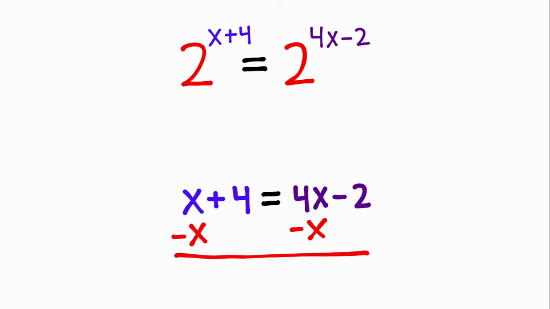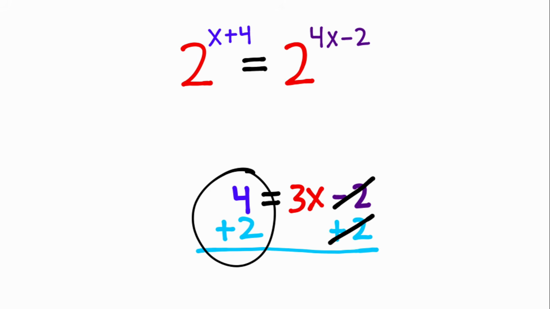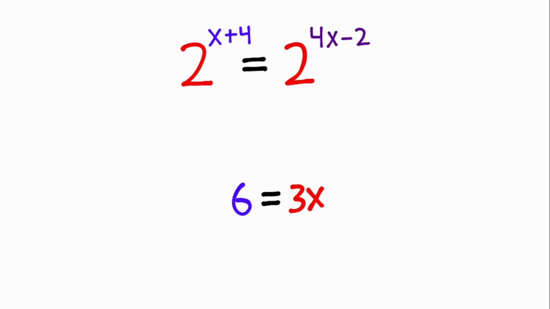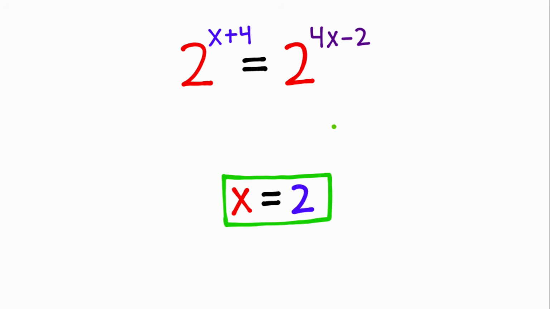So I'll subtract x on both sides, and 4x minus x is the same thing as 3x. I'll add a positive 2 on both sides to cancel the negative 2, and 4 plus 2 is the same thing as 6. Now finally, I'll divide 3 on both sides of the equation, giving me that x is equal to 6 divided by 3, which is 2. So the solution is x equals 2.